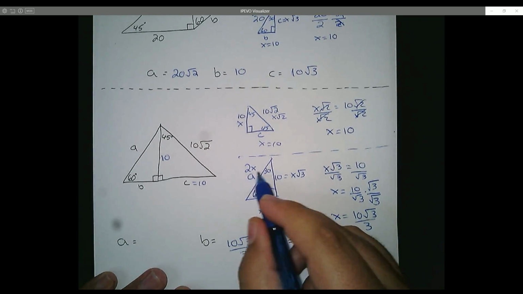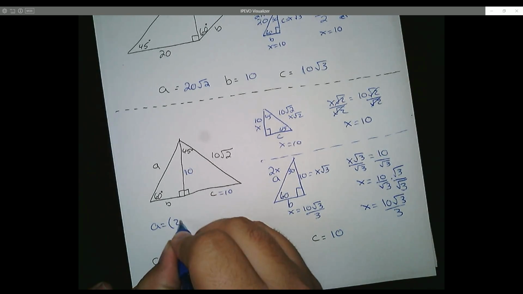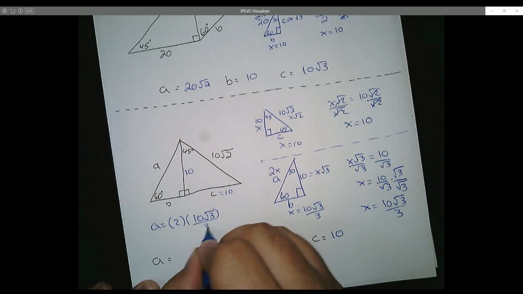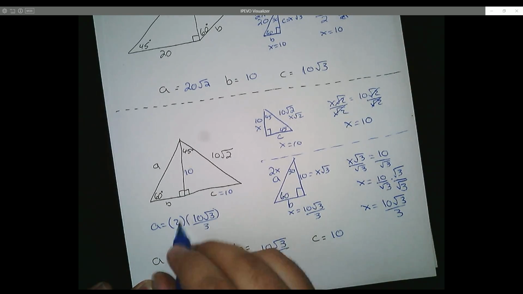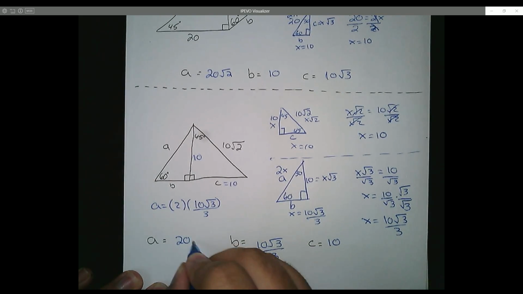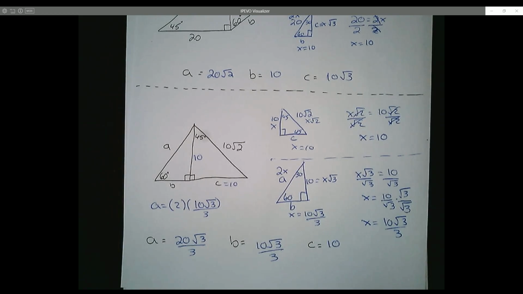And a is going to equal 2x. So a is equal to 2 times 10 square roots of 3 over 3, which should give us, these just multiply together, and nothing else can multiply in within those or divide, so we end up getting 20 square roots of 3 over 3. So now we have all our values, okay?